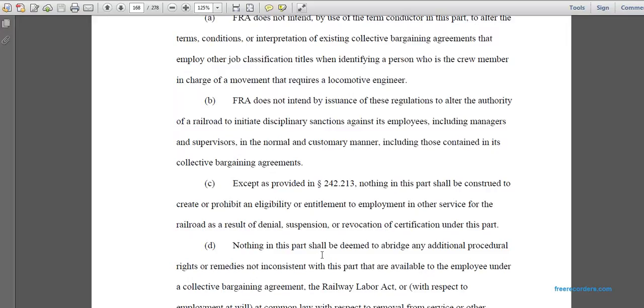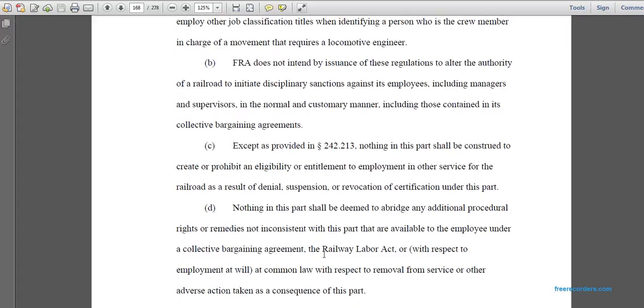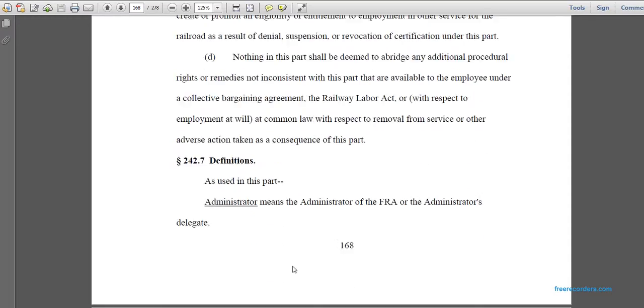Note, this part should not be deemed to abridge additional procedures, rights, or remedies not inconsistent with this part that are available to the employee under the collective bargaining agreement, the Railway Labor Act, or with respect to employment at will and at common law, with respect to removal from service and other adverse actions as a consequence of this part.